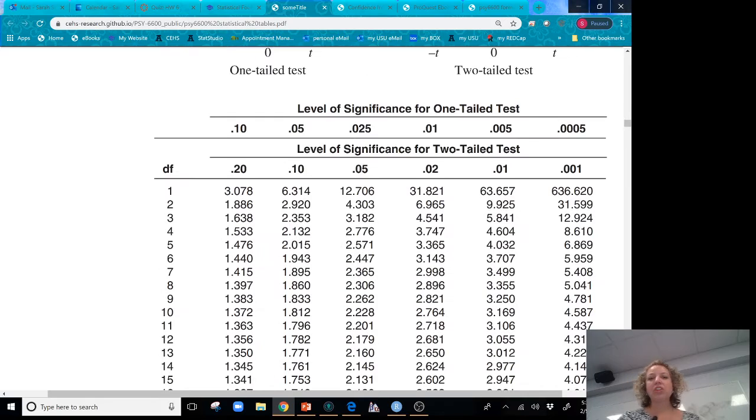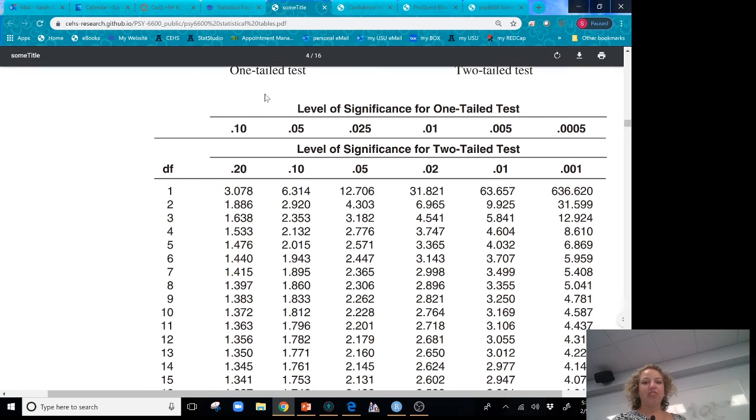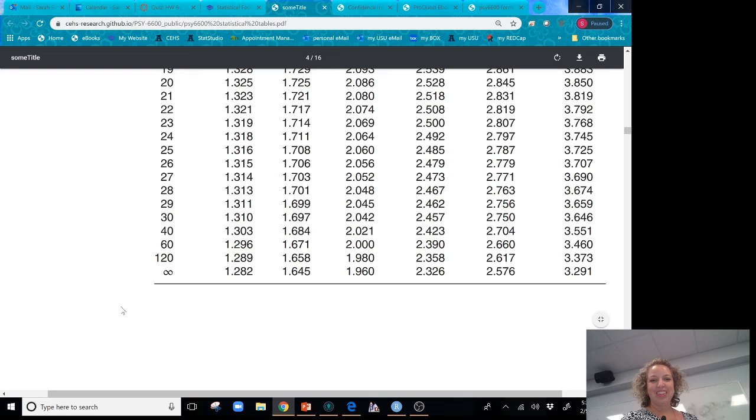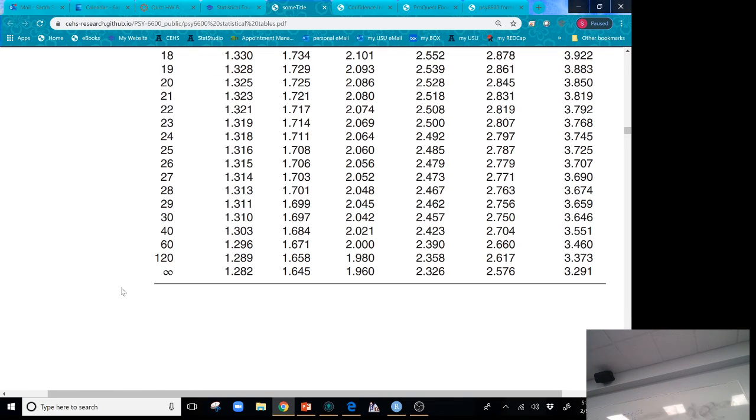So notice the degrees of freedom over here. We're going 1, 2, 3, 4, 5. Well, I'm going to scroll down to the bottom. Check out the degrees of freedom at the bottom of the table. What happens after 30? 40, 60, 120, and what's the last line? Infinity.